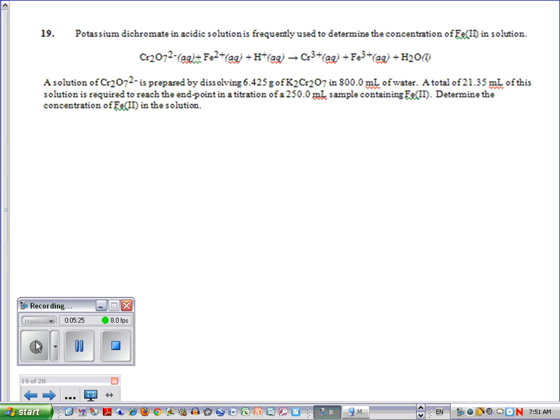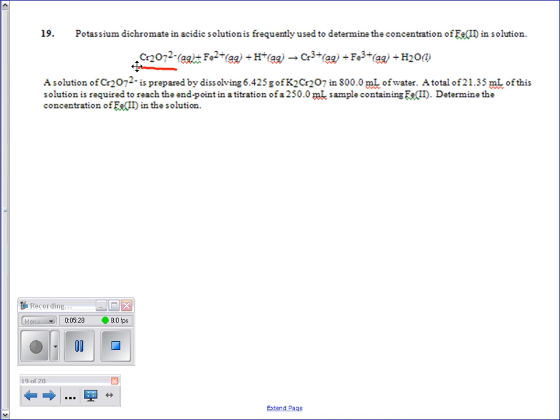Determine the concentration of Fe+2 in the solution. Well, the gist of what's going on here is we're making a stock solution by mixing this stuff together. Then we're taking this, putting it into a burette, and titrating with a beaker that has 250 mL solution of that iron +2. Our job is to figure out what the concentration of this iron +2 is.